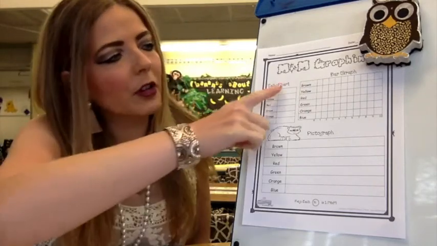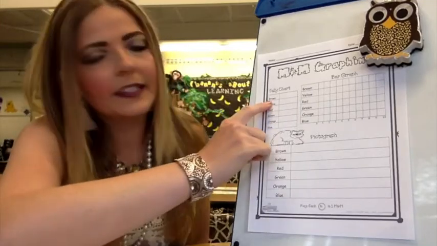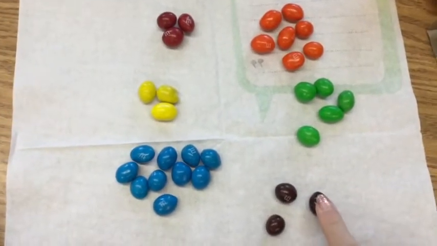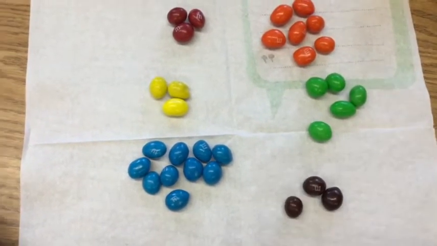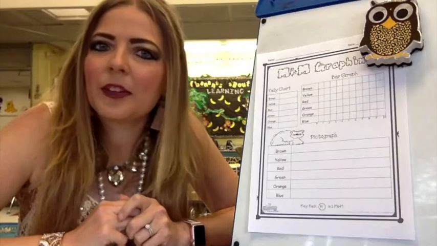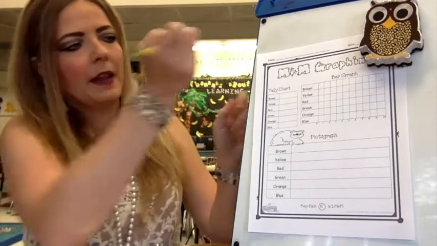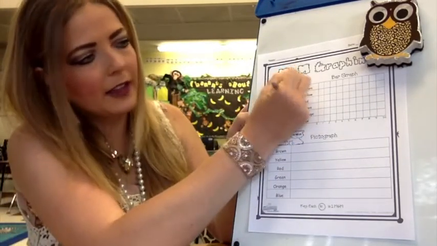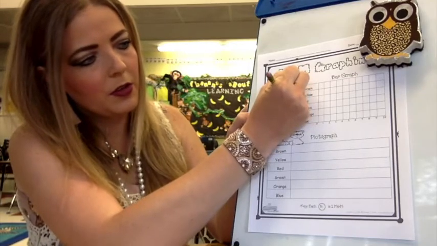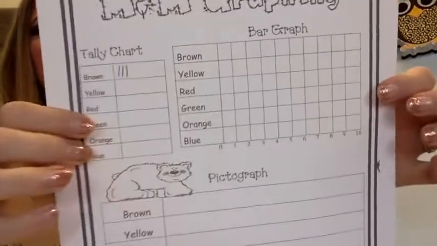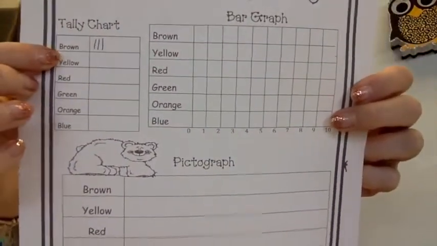So we are going to start with our tally chart, and it says brown. So let's count our brown M&Ms. Count with me, ready? 1, 2, 3. So we have 3 brown M&Ms. Okay, so since we have 3 brown M&Ms, we are going to come on our tally chart right here, and we are going to put 3 tallies. 1, 2, 3. And I'm going to show you what this looks like. So we have 3 tallies where it says brown.